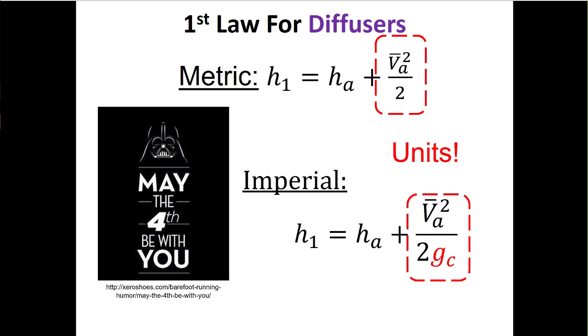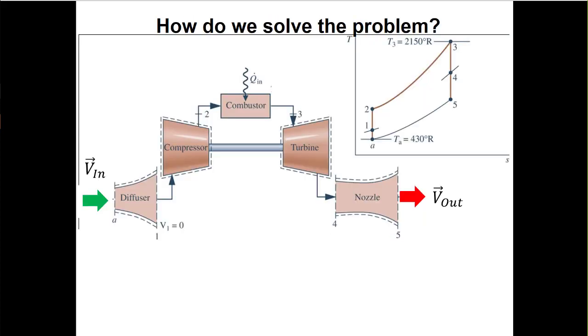Because the kinetic energy term makes life difficult. Otherwise, you're just going to get a massive number. So if you get an enormous number, it's probably a unit issue. So that's the diffuser.